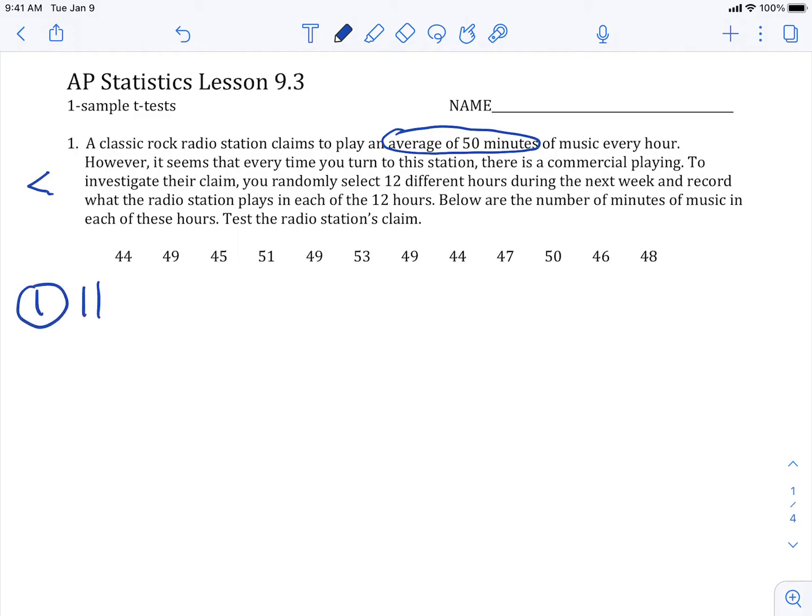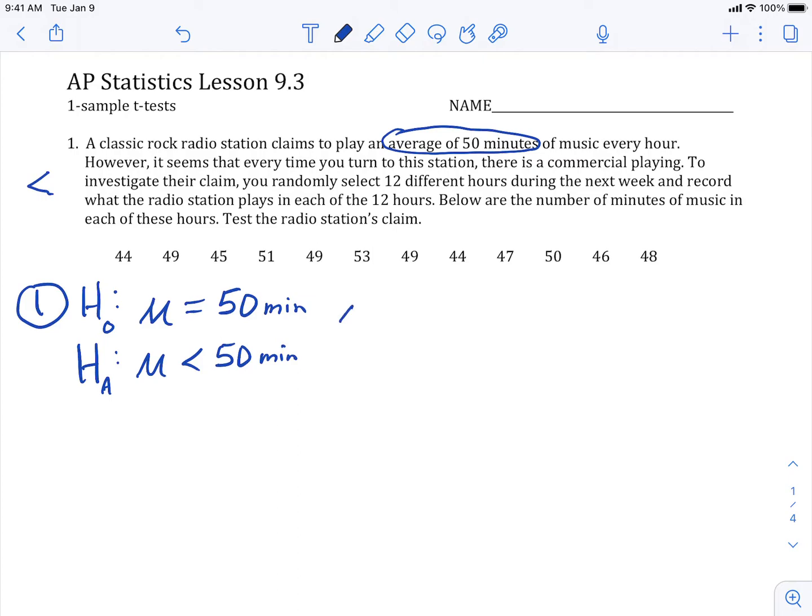So the null hypothesis is sometimes considered the dull hypothesis, like if nothing's going on, if everything is happening like it's supposed to. If they are doing what they claim, then the mean number of minutes in the population is 50 minutes per hour. But since you've been turning on the radio and hearing a lot of commercials, you're suspicious that maybe the mean is less than 50 minutes. That would be the logical counterclaim.